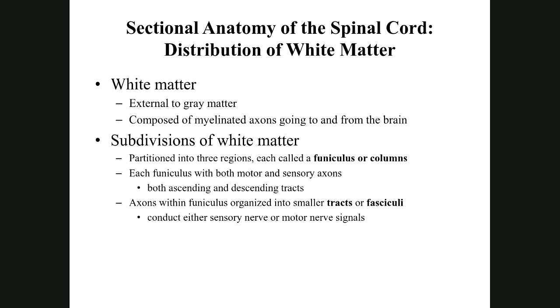Now, the white matter in the spinal cord, I've given you the basics. Here's a little bit more advanced. White matter is either going in or out to the gray matter, but more than likely it's going up and down to the brain. Whenever we talk about that anatomically, we're going to call them columns. We still like to call them columns in our lab. This textbook calls them funiculus or funicula.